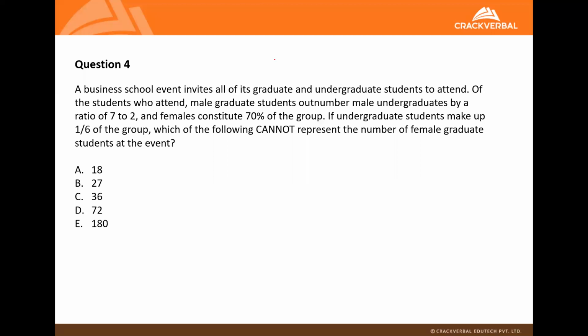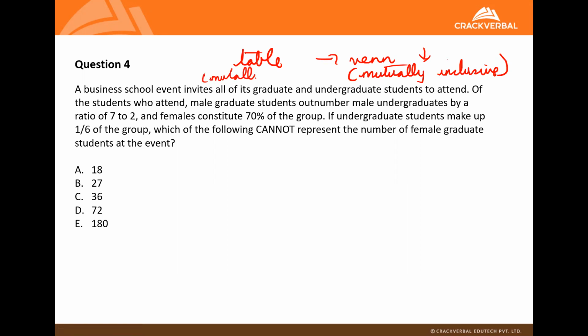This is where you will have to analyze where to use a table and where to use a Venn. See, this is the basic rule of thumb. Whenever you have quantities which are mutually inclusive, that means you can have a relationship between the quantities, then you always go the route of a Venn diagram. But whenever you have quantities which are mutually exclusive, you always go the route of a table.